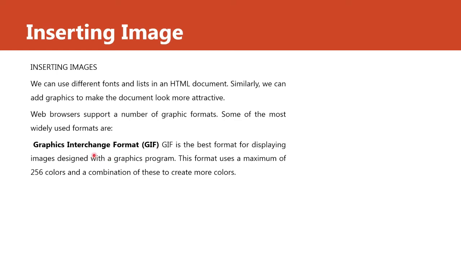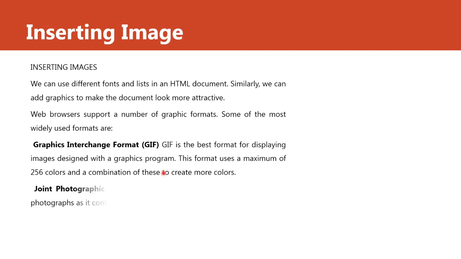First one is Graphics Interchange Format. GIF is the best format for displaying images designed with a graphic program. This format uses a maximum of 256 colors and a combination of these to create more colors. In GIF format, most of you know, images with animation are a GIF type of format.